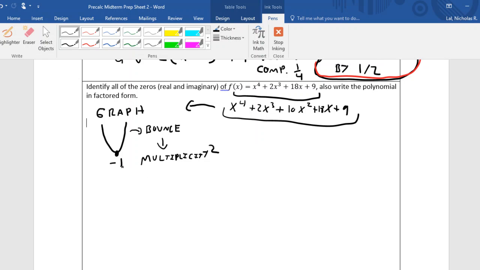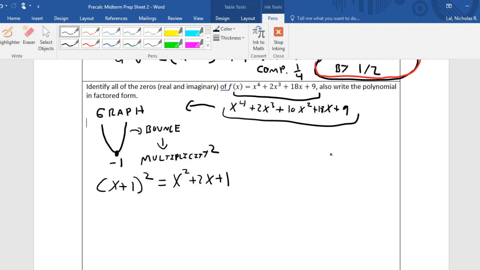Okay, so if our zero is -1 and our multiplicity is 2, what's our factor? For a zero of -1, what's the factor? x plus 1 squared. Okay. So that's the power. So x plus 1 squared. What happens when we distribute x plus 1 squared? x squared plus 2x plus 1.